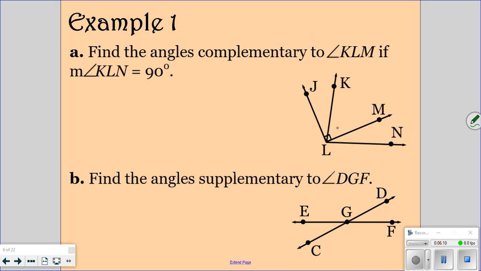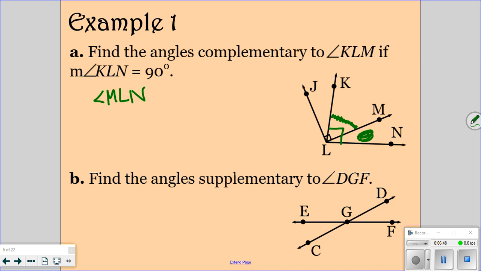So KLM, and it says if KLN is 90 degrees. So KLN is 90 degrees. And we want to know what angle is complementary, or angles are complementary to angle KLM. So this angle right here. So if this is a right angle, that means that these two angles have to be complementary. So the angle that's complementary to KLM would have to be this one here, which would be angle MLN.